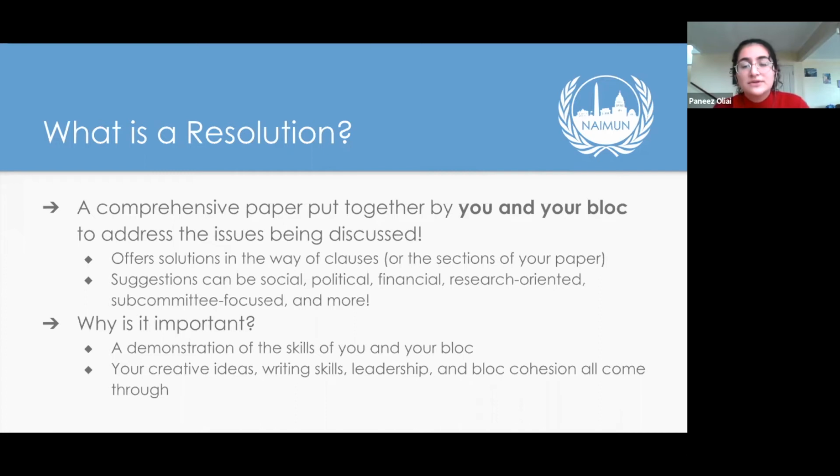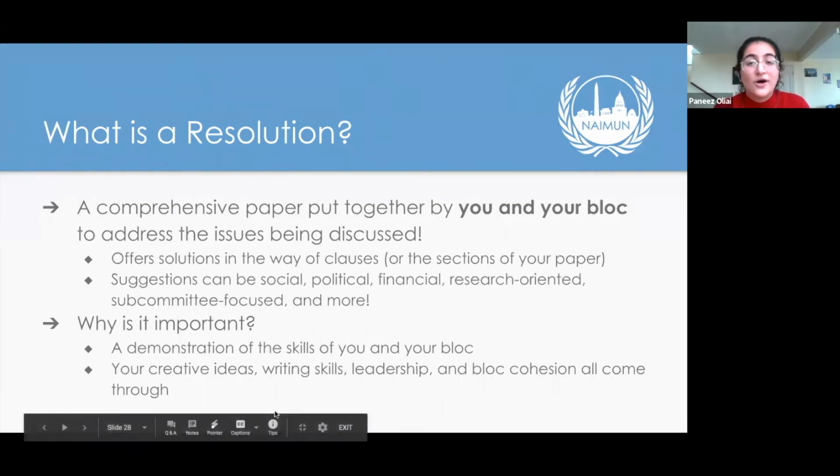Feel free to be as creative as you like with the solutions, but make sure that they are, at the same time, practical. And why is a resolution important? Well, basically, a resolution is a demonstration of the skills of you and your block. It really shows to your dais what you and your block were able to put together about the specific committee that you're focused on. It'll showcase your creative ideas, your writing skills, your leadership, and your block cohesion all at once.